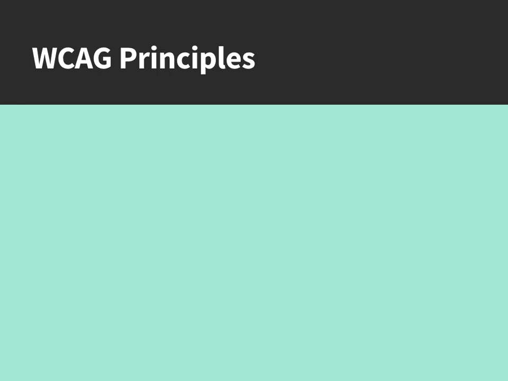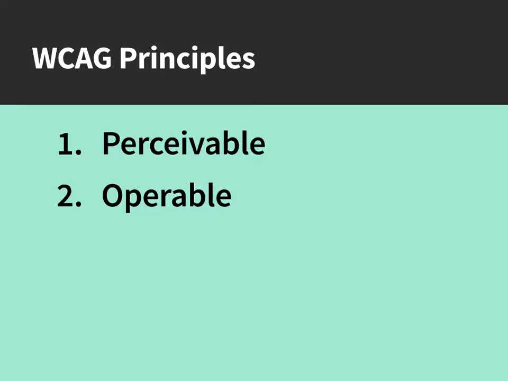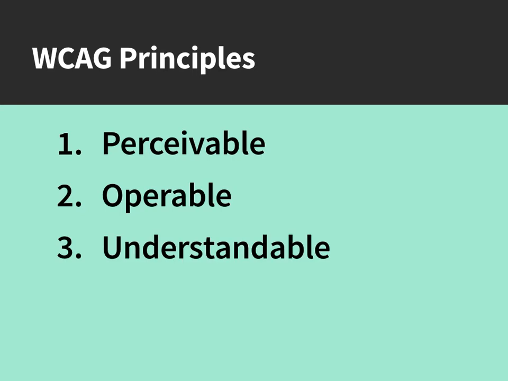The 4 main guiding principles of accessibility in WCAG 2.0 are perceivable, operable, understandable, and robust. And you can also remember those by remembering the acronym POUR, so P-O-U-R. So just tell your clients and friends that you're making poor web design choices, and you can have that little inside joke.